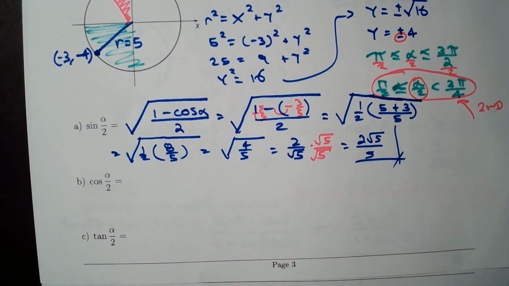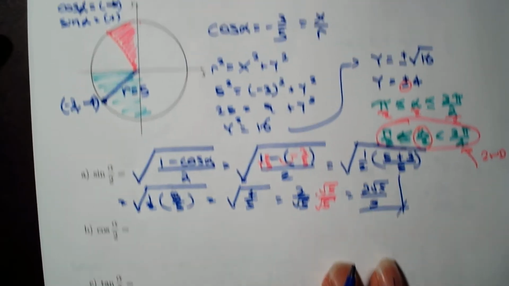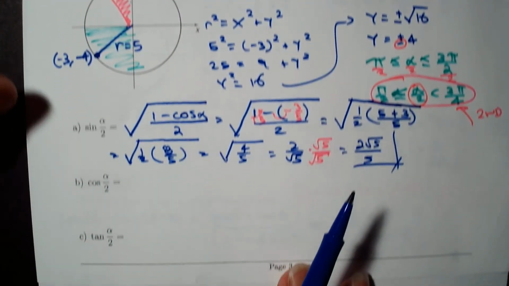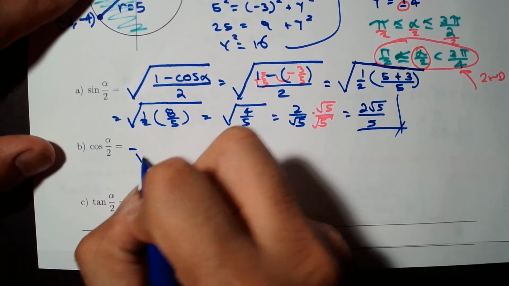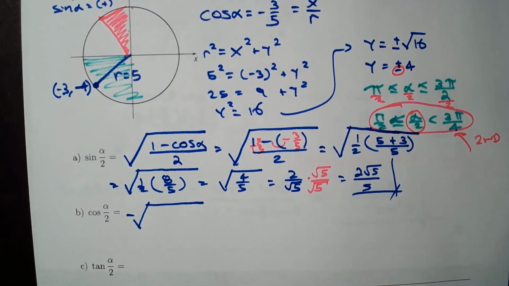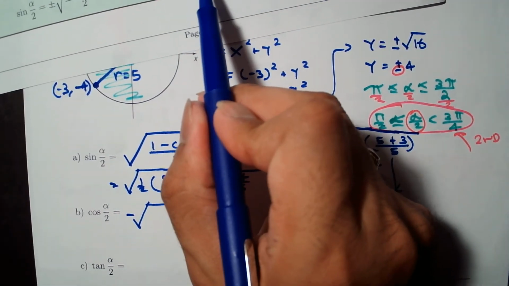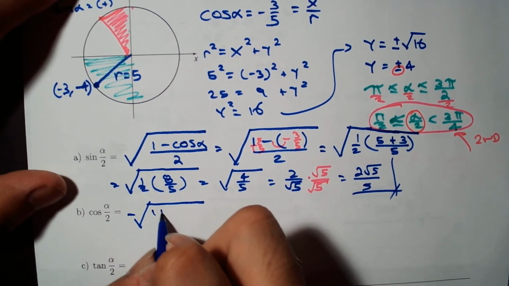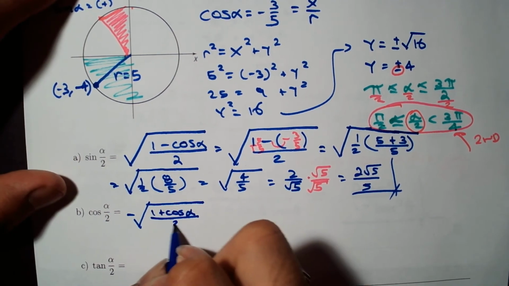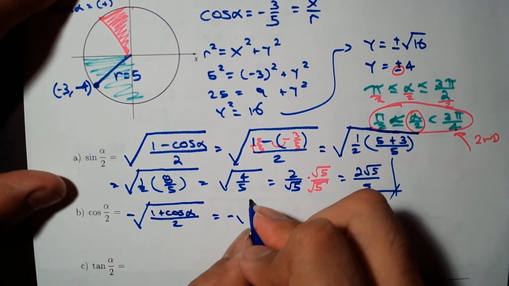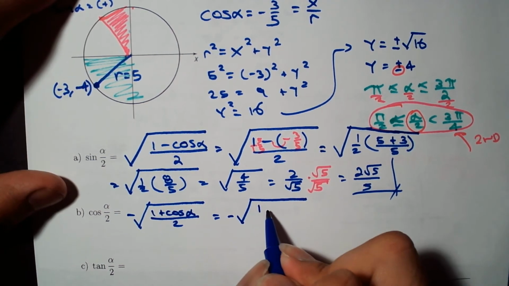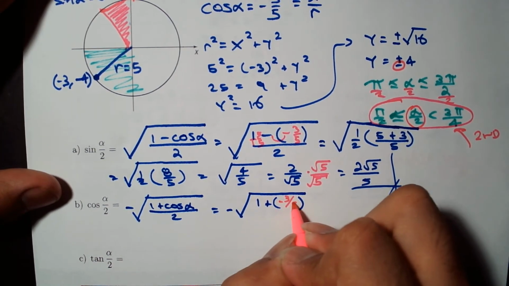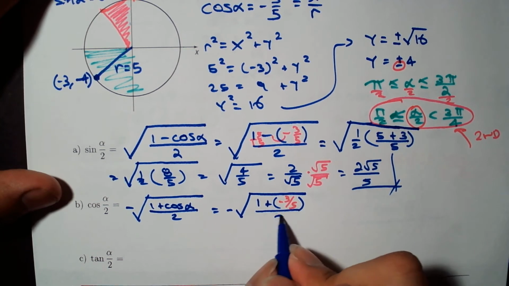Now let's do the same for cosine alpha over 2. Going back, cosine alpha over 2 is negative in this case, so we're going to take the negative version of the formula for cosine alpha over 2, which is 1 plus cosine alpha, the whole thing over 2, and then negative the square root of 1 plus negative 3/5, and then divide that by 2.